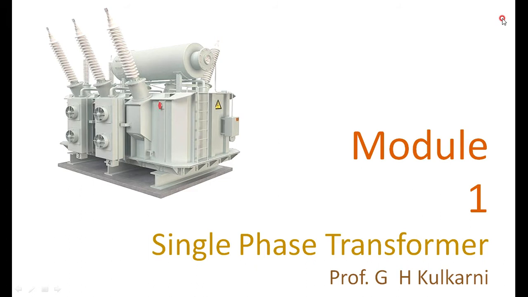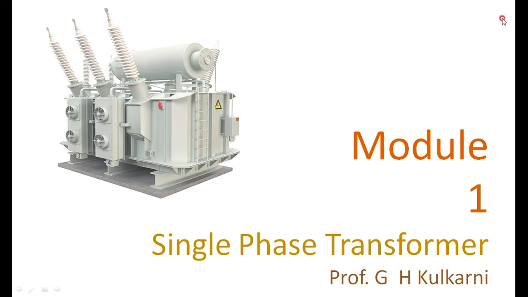In the last few sessions we discussed the equivalent circuit diagram of the transformer, and how to draw the equivalent circuit diagram referred to the primary side and the secondary side. The next question that arises is how to determine the parameters of the equivalent circuit diagram.